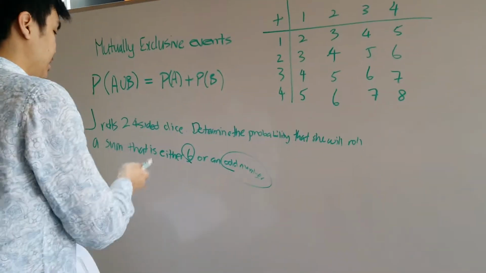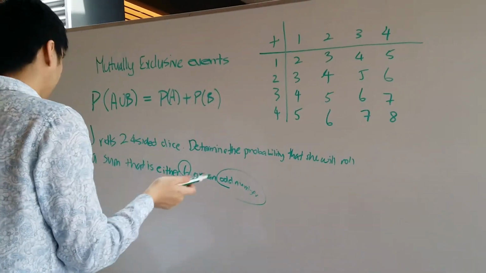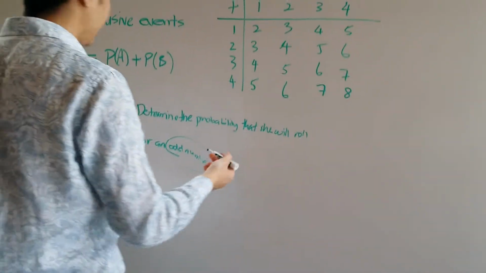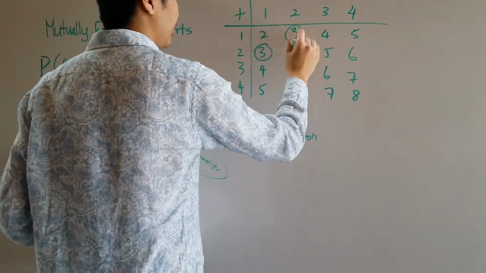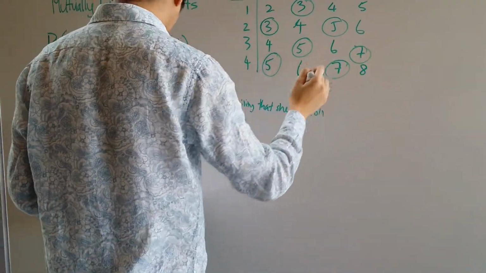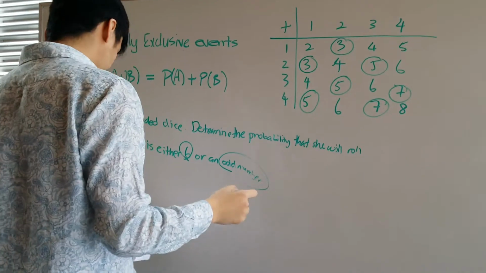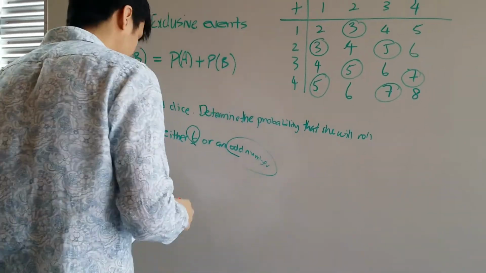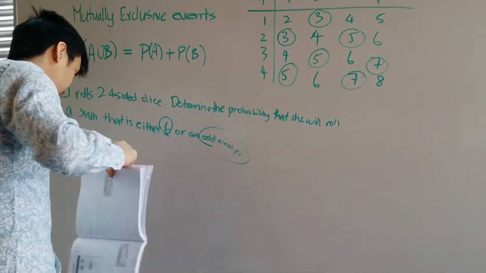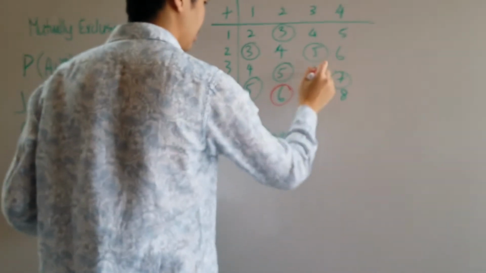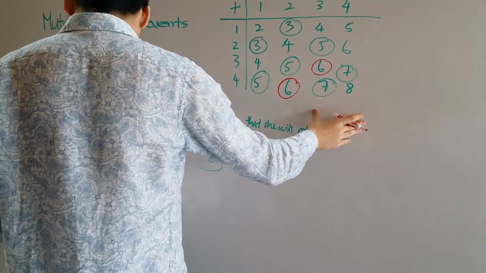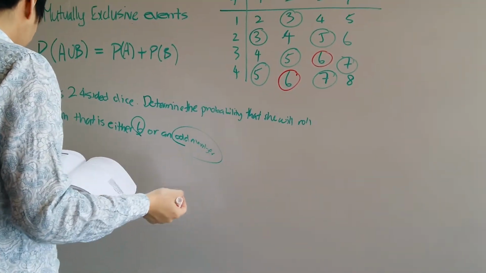Then the question is the probability she will roll a sum of either 6 or an odd number. So what is an odd number? The odd numbers are 3, 3, 5, 5, 5, 7, 7, or a 6, and you find them in the table. Then step 3: determine the individual probabilities in the table.